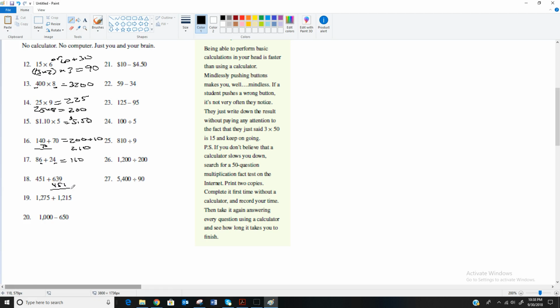I'll put it under like this. I can kind of see it. So I can see that the 9 and the 1 is going to give me 10, 5, 6, 7, 8, 9. And then 6 and 4 is 10.